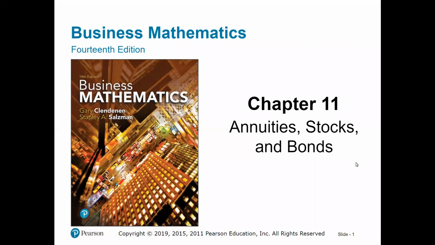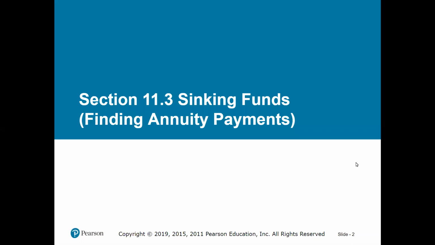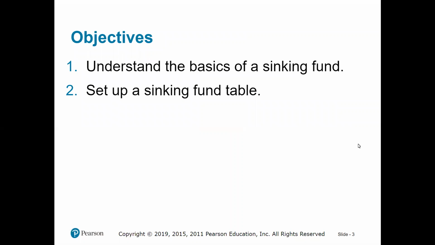Okay, so we're going to continue with chapter 11 today. Section 11.3 is sinking funds, finding annuity payments. So the objective is to understand the basics of sinking funds and set up a sinking fund table.